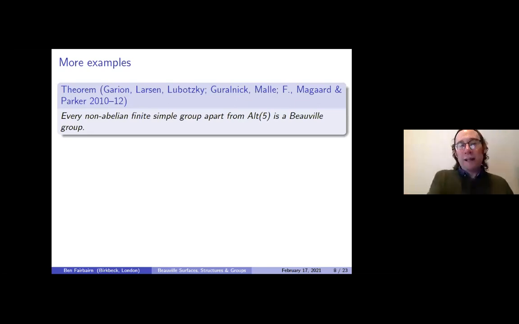And you can convince yourself that A5 can't possibly be a Beauville group, because any time you have a generating pair, the corresponding sigma set has to contain all the elements of order 5. So the intersection of any two sigma sets must contain all the elements of order 5, and in particular can't be just the trivial element. And so you can't possibly get a Beauville structure. But that's the only exception. All the bigger ones definitely do cooperate.